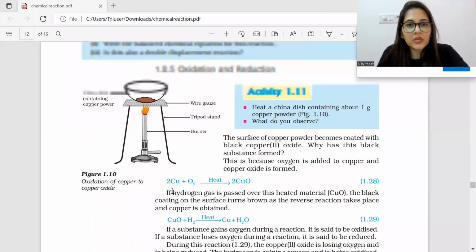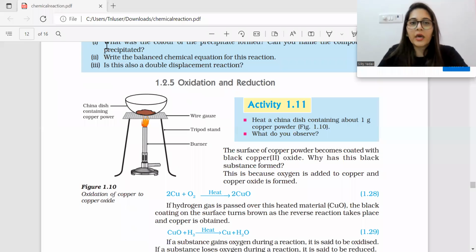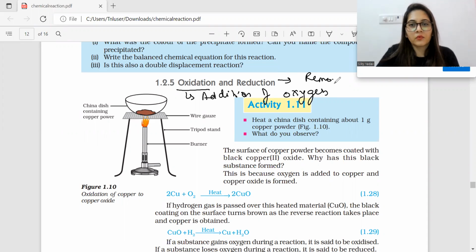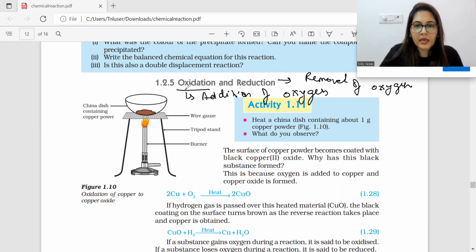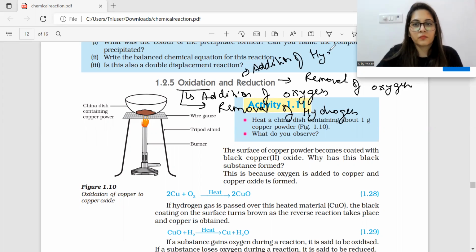Now next is oxidation and reduction. You should be aware what is oxidation. Oxidation is addition of oxygen, okay? And the reverse of this is reduction, that is removal of oxygen, okay? And now, again, oxidation is removal of hydrogen. Now, opposite to that will be reduction, that is addition of hydrogen.